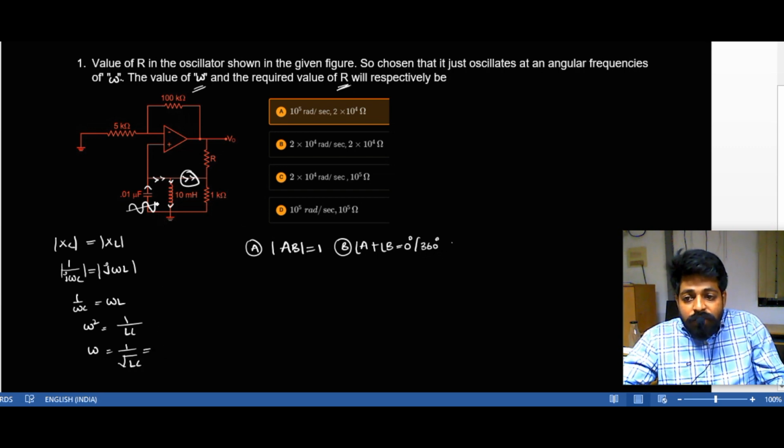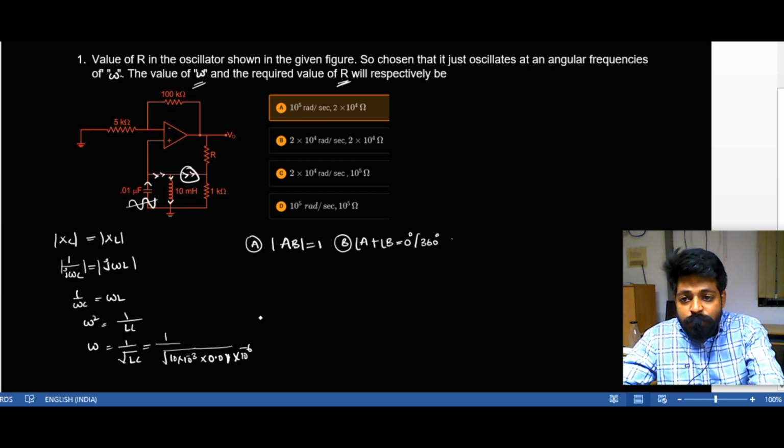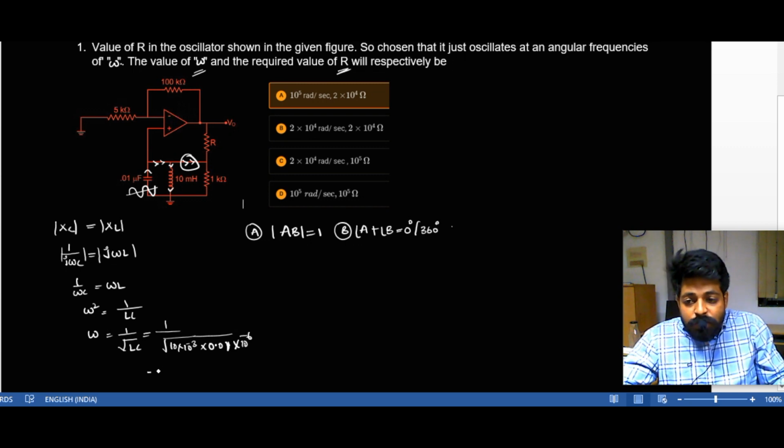As the L value and C value are provided in the circuit, the L value is around 10 millihenry, 10 into 10 to the power of minus 3, and the C value is around 0.01 microfarad, meaning 10 to the power of minus 6. So from these two, if I calculate it, the value will be 10 to the power of minus 10, square root of 1 upon that. It will be around 10 to the power of 5.